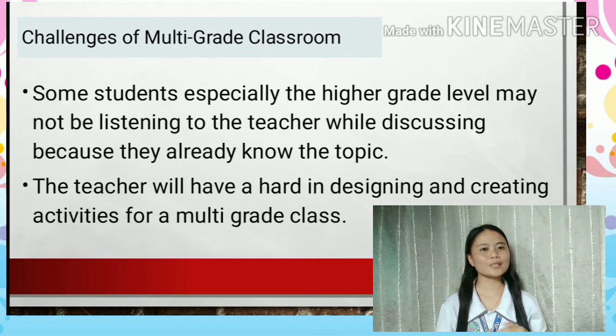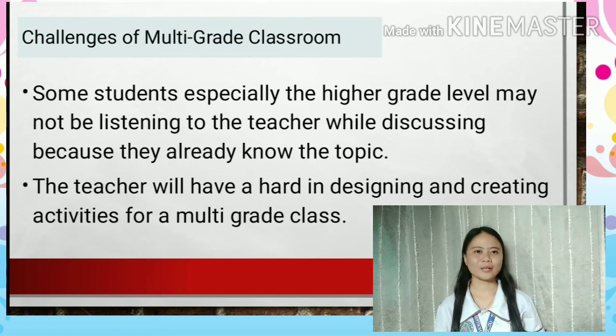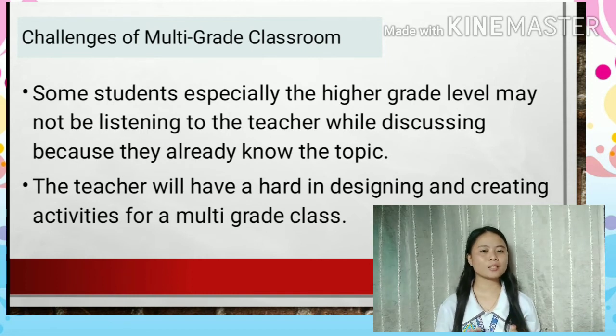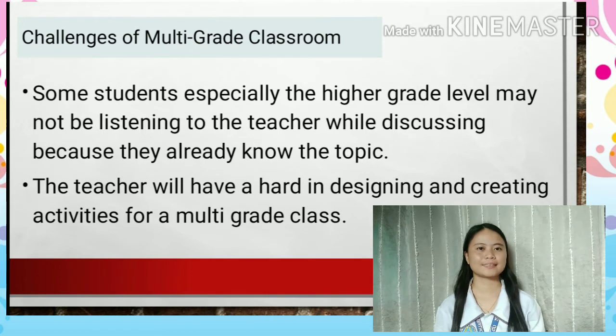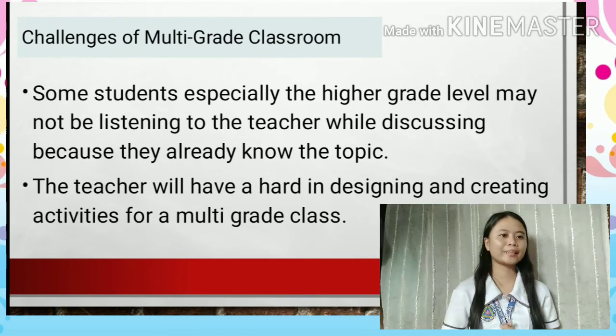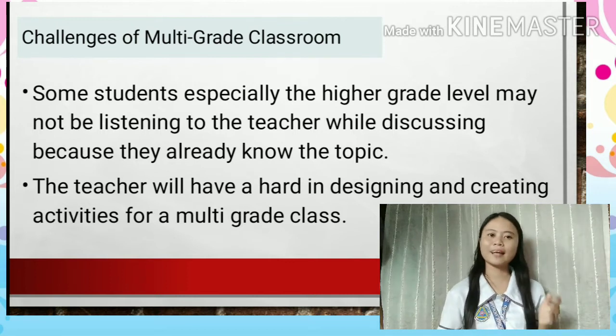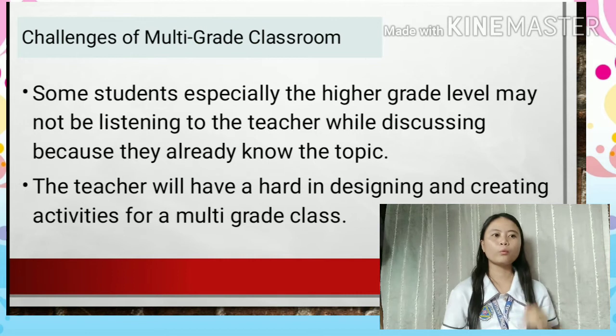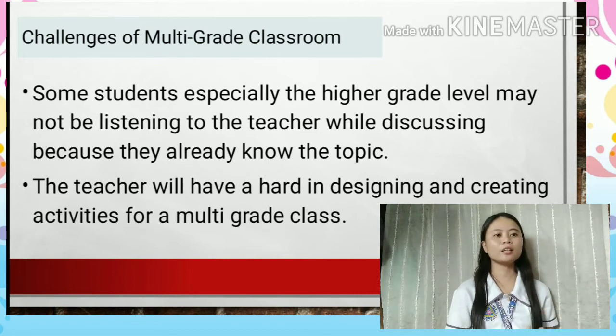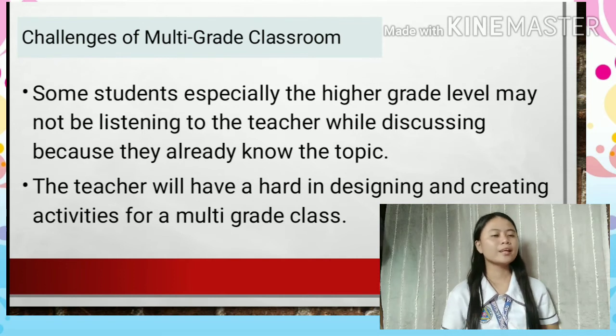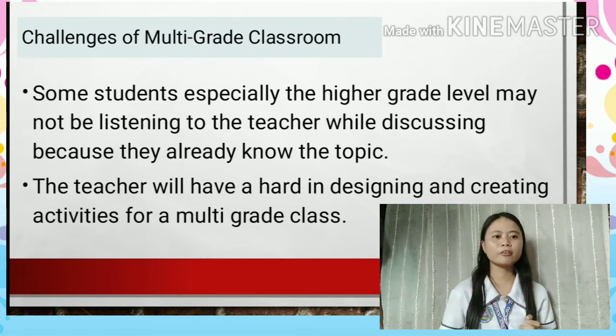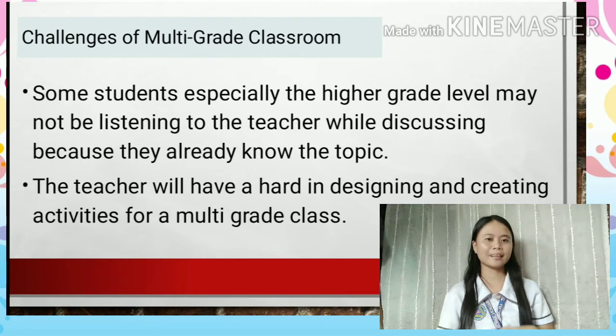The following are some challenges of a multi-grade classroom. First, some students, especially in the higher grade level, may not be listening to the teacher while discussing because they already know the topic. One of the disadvantages in a multi-grade classroom is that the older students may not listen or keep quiet while the teacher is discussing with the lower grade level because they already know that topic. It makes it boring for them and they feel not interested to listen to the topic again.